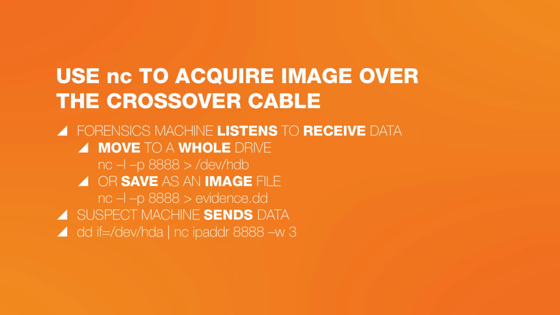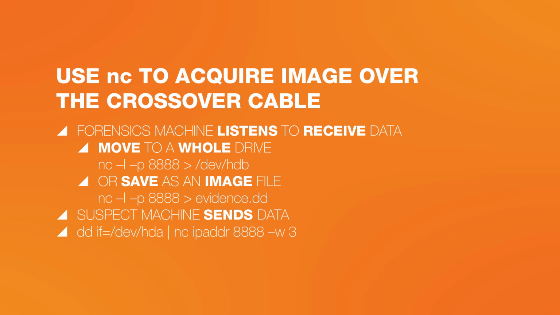If you choose not to remove a suspect machine for duplication, you can use a machine-to-machine drive imaging approach. In this case, we will simply connect the suspect machine with the forensics workstation using a crossover cable or a FireWire cable. The forensic machine will listen on port 8888 for receiving data. On the suspect machine, you are sending data and you run netcat. Now the input file is from hda and a pipe to netcat, the IP address of the forensics machine, and the port 8888.